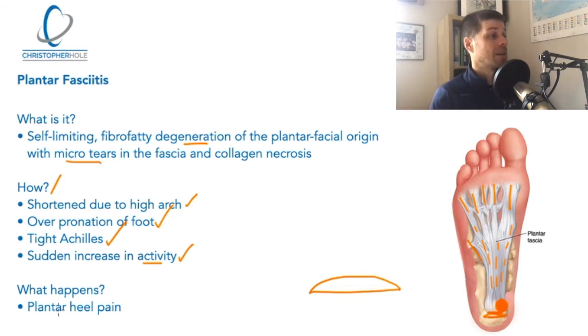And then what's happening? Plantar heel pain, which is, as I mentioned, the pain that's coming from here rather than pain that's coming from here. They may have pain alongside that, but essentially pain is here, and then this would be secondary. So we have to make sure that they have the pain here to be able to call it plantar fasciitis.